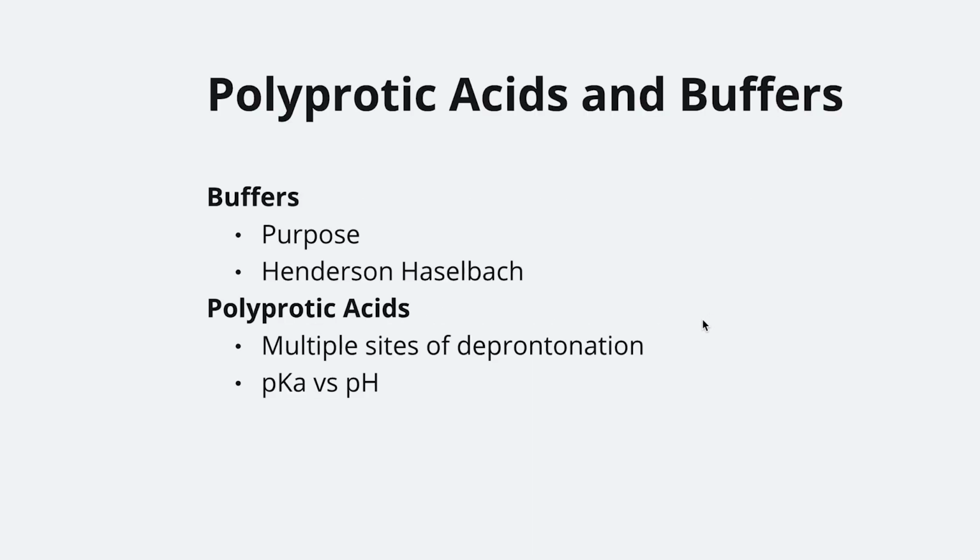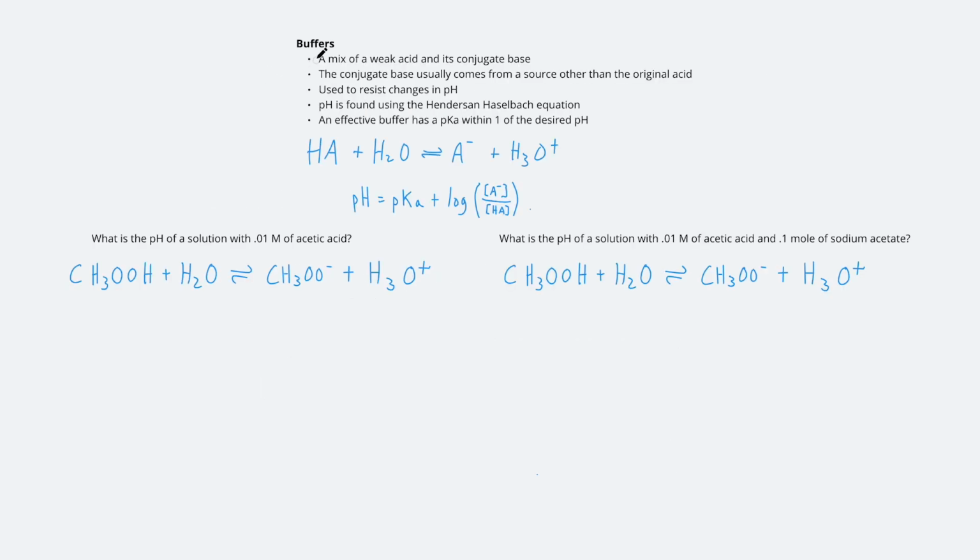In this video, we're going to cover polyprotic acids and buffers. A buffer is a solution that is a mix of a weak acid and its conjugate base. But the conjugate base is usually going to come from a source other than the weak acid itself. So let's look at these two examples to illustrate exactly what that means.